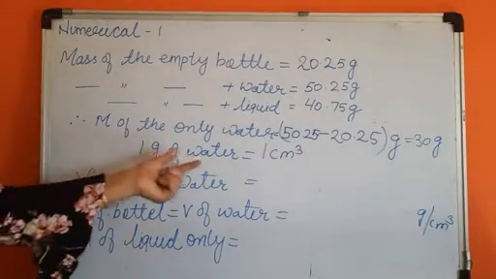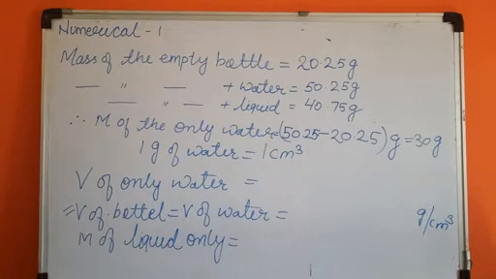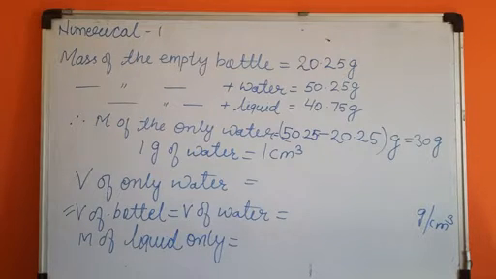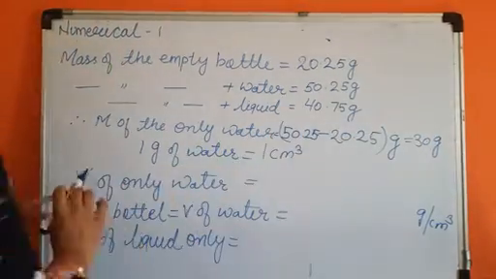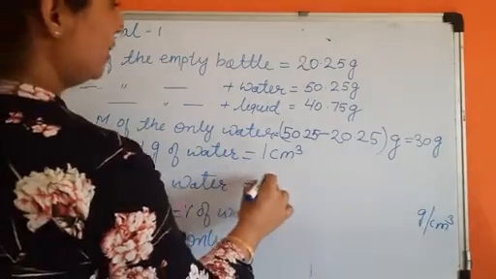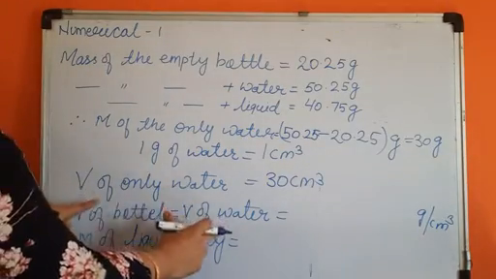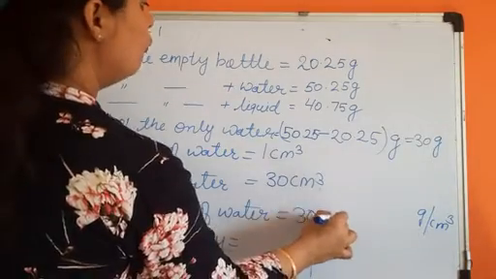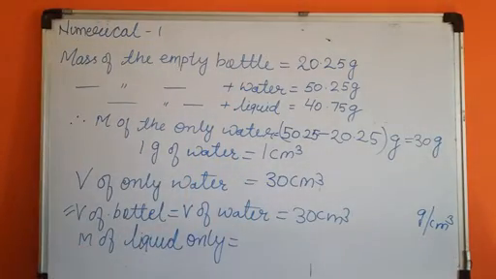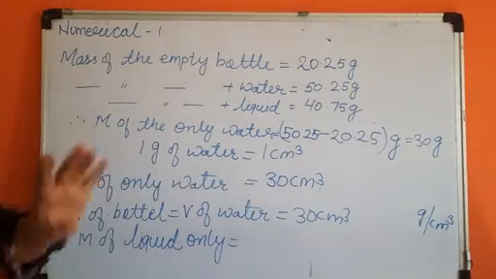We know that 1 gram of water is equal to 1 centimeter cube. By this we can find the volume of the liquid. Volume of only water: the mass of only water is 30 gram, and 1 gram is equal to 1 centimeter cube. So we can determine the volume of only water, that is 30 centimeter cube. The volume of only water is equal to the volume of the bottle, which is equal to the volume of the liquid. That only we need now. The volume of liquid is 30 centimeter cube.